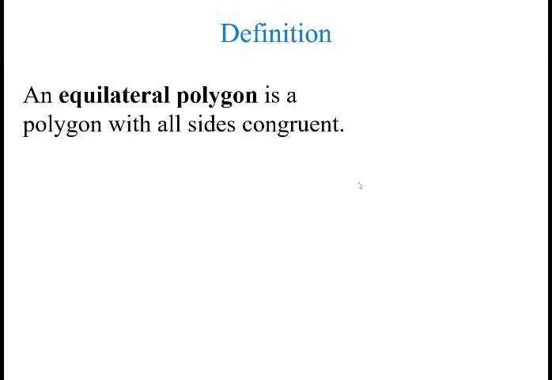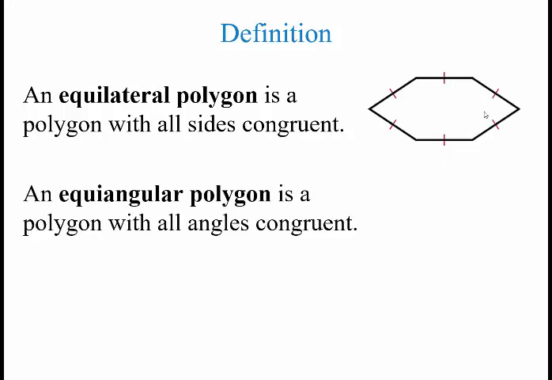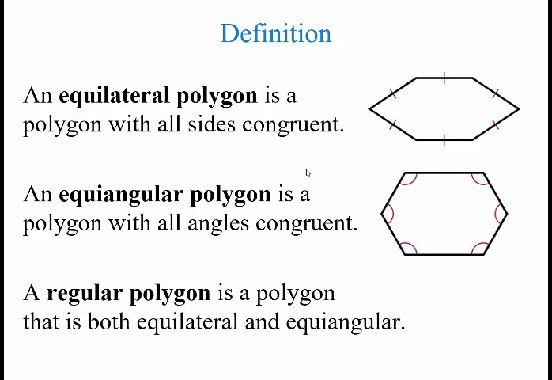All right, an equilateral polygon is a polygon with all sides that are congruent. It's like this. Notice how each side has the same length. An equiangular polygon is a polygon where all the angles are congruent, like this. All the interior angles are the same measure. A regular polygon is a polygon that is both equilateral and equiangular. So something like this. All the sides are equal and all the angles are equal.